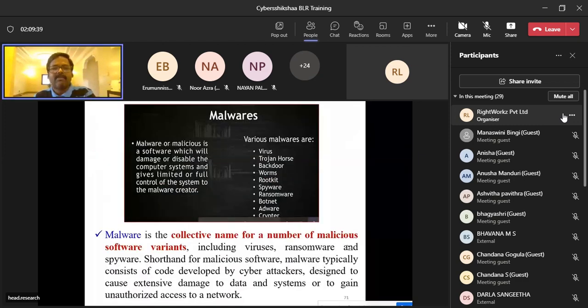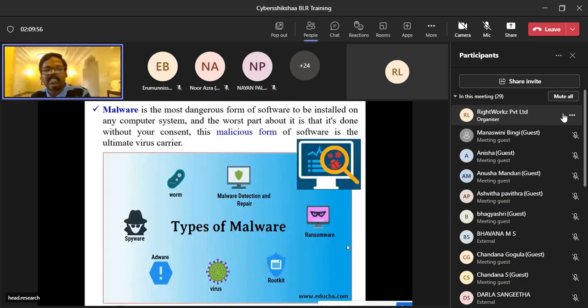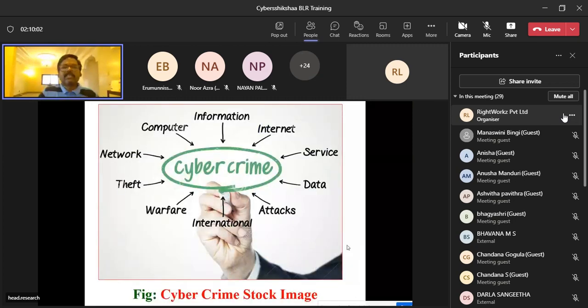And malware, or malicious software, will damage or disable the computer system and give limited or full control of the system to the malware creator. Examples I have explained already. And these are the examples of malware. And cybercrime stock image is nothing but a stock image related to computer, information, internet, service, data, attacks, international warfare, theft network. These are the related jargon of cyber crime stock image.